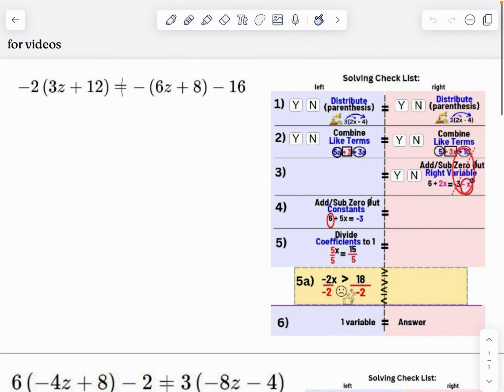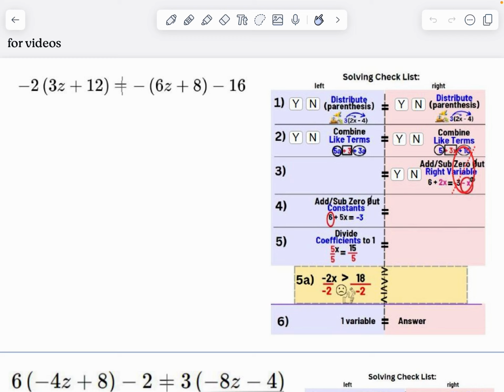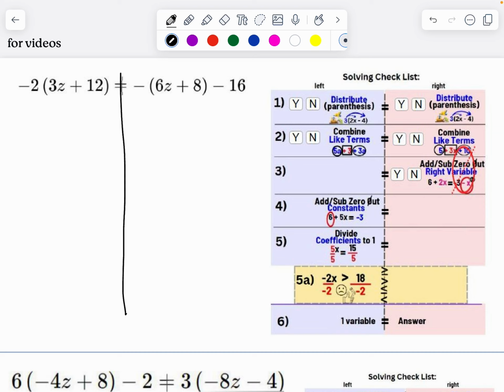Okay, today we are going to be solving with special cases. So we're going to go through our checklist. We did this at the beginning of the year. And we are going to start by drawing a line down our equal sign here. So draw a line down an equal sign. We're going to go through the checklist, so make sure that you're looking at that for every step.